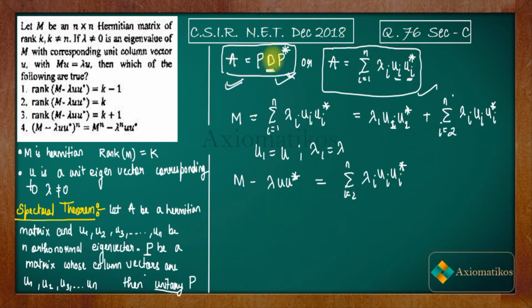Now because D is a diagonal matrix, a diagonal matrix with rank k will mean that if we have a matrix like this which is diagonal, and let us say this is your kth row, then the entries below this should be 0.